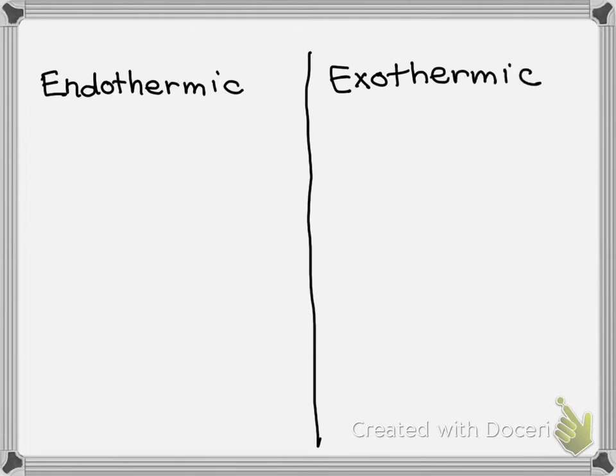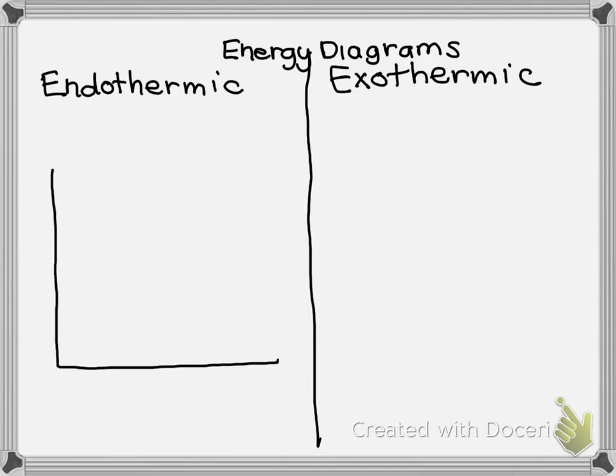These, again, are energy diagrams. They are mapping the energy as it changes throughout the reaction. And we're doing these for generic reactions, generic endothermic and exothermic. What they would both have in common are these axes.